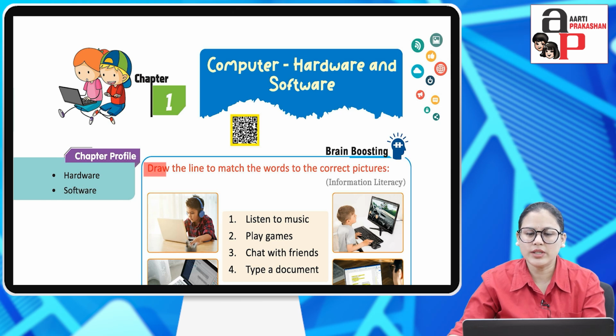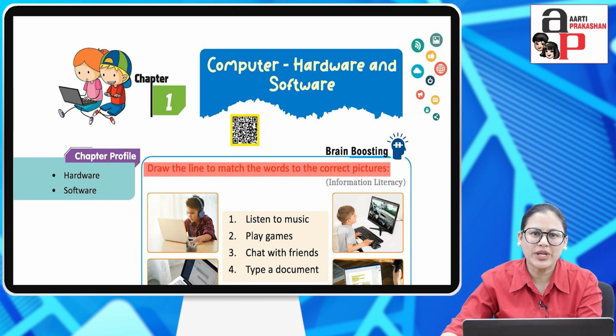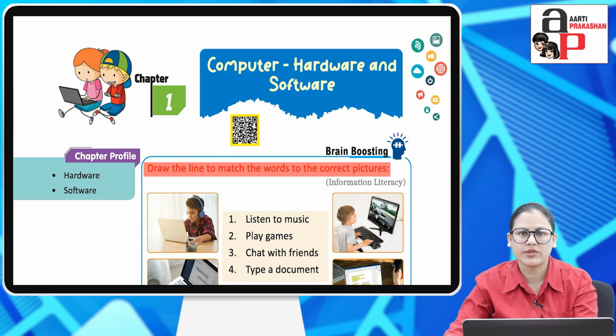Brain boosting, draw the line to match the words to the correct pictures. Okay, I hope you can do it. Okay, this is very simple. You have to just match.